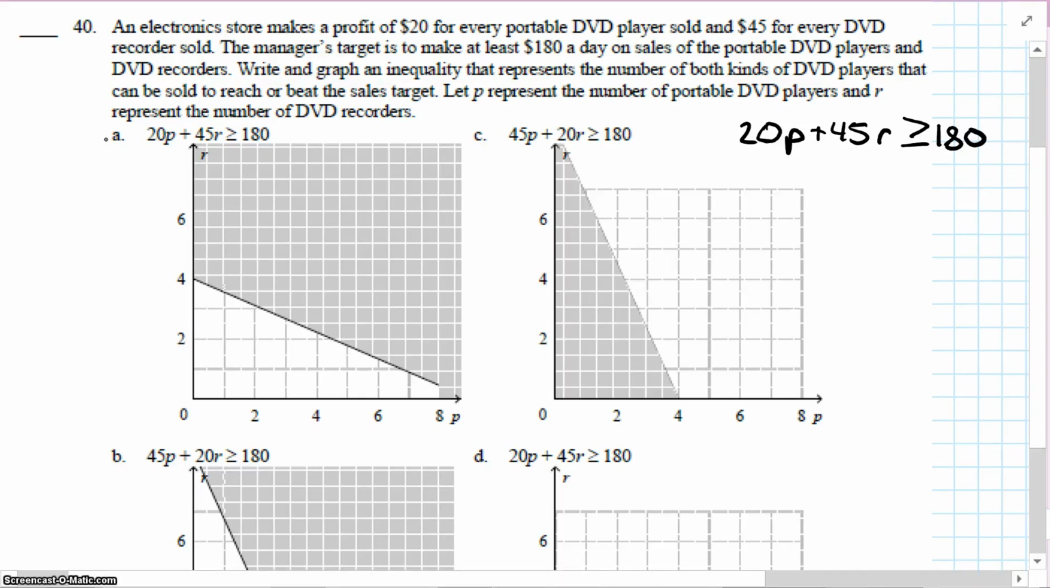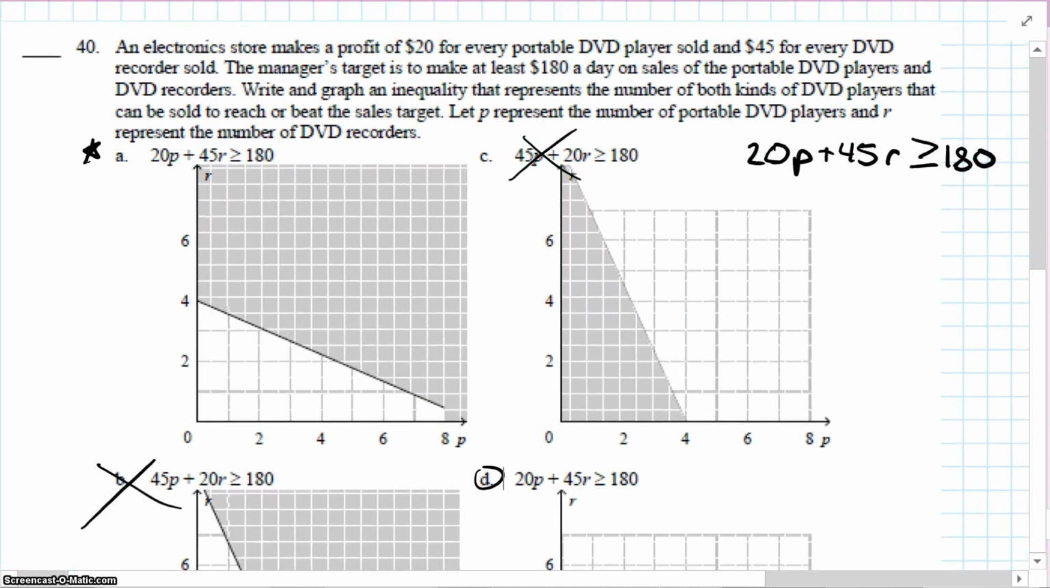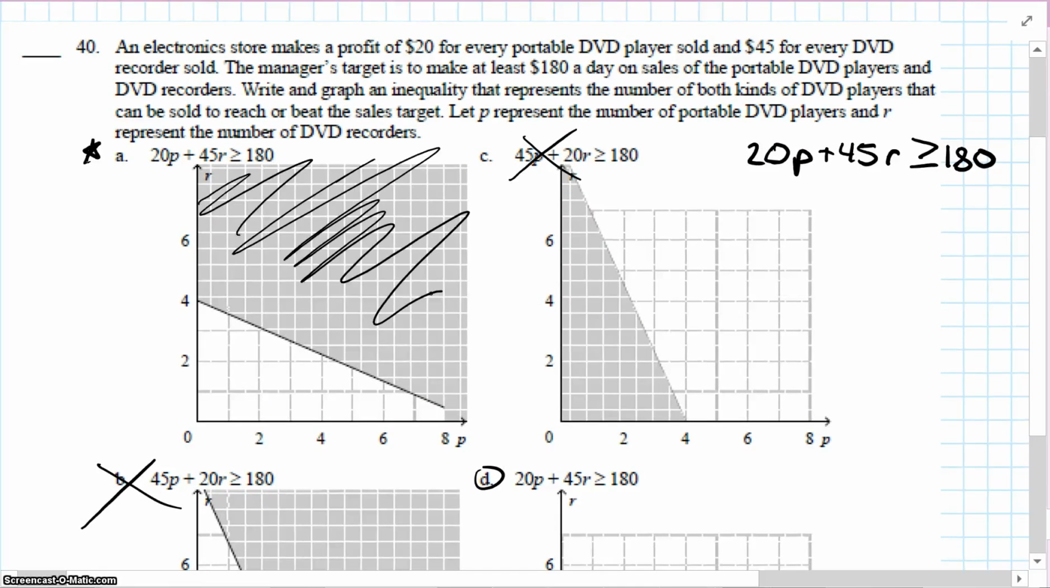So A right now is okay. B is out, and C is out. So it's between A and D. But he wants to make more. So just by looking at the graph, he wants to make more than that. So the only answer that meets it is A.